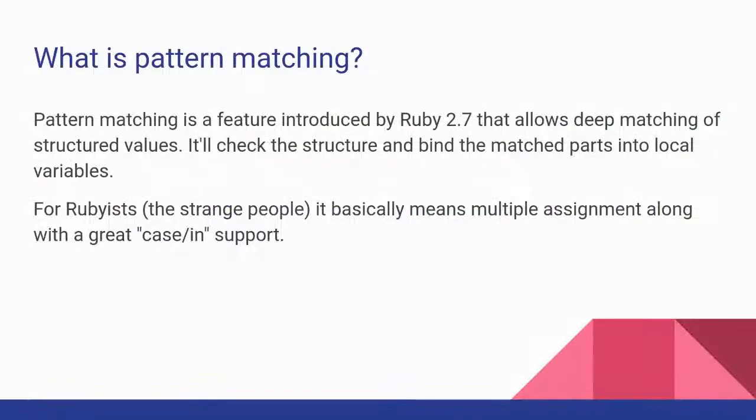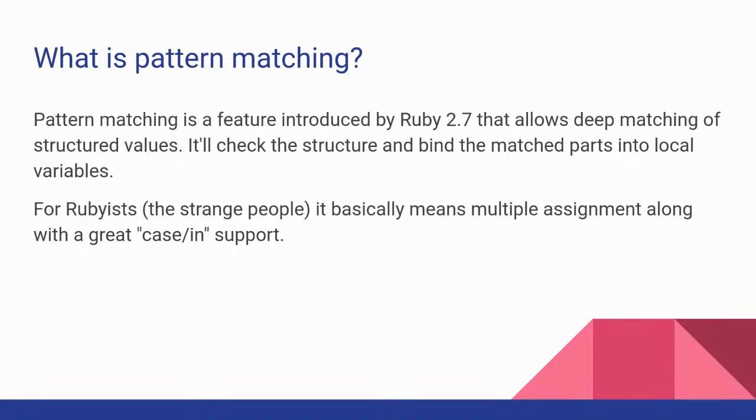Okay, let's start talking about what pattern matching is. To do that, we'll make use of the official documentation from the Ruby core team. This documentation gives us the following description. Basically, pattern matching is a feature introduced by Ruby 2.7, I believe in 2019, and it allows deep matching of structured values. So it will take the structure and bind the matched parts into local variables.